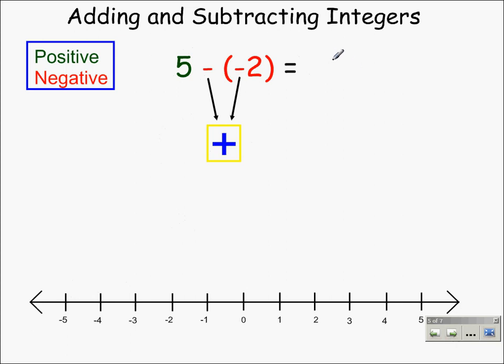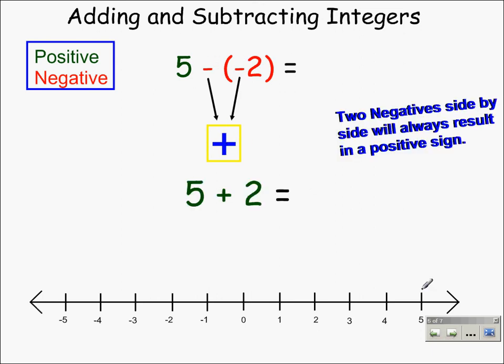Now we're going to look at an example where we have a positive number and we're subtracting a negative number from that positive number with 2 subtraction signs right next to each other. A rule in mathematics is when you have 2 subtraction signs directly next to each other, they will always come together and create an addition sign. So for example, in this problem, 5 minus a negative 2, the 2 negative signs next to each other will change into a positive sign, creating 5 plus 2, which results in 7. 2 negatives side by side will always result in a positive sign.